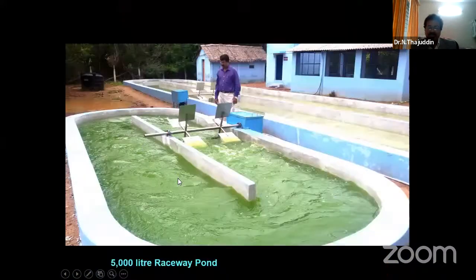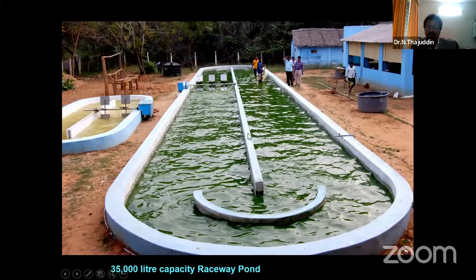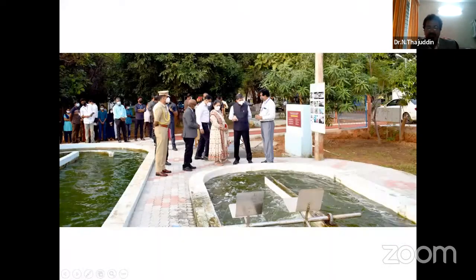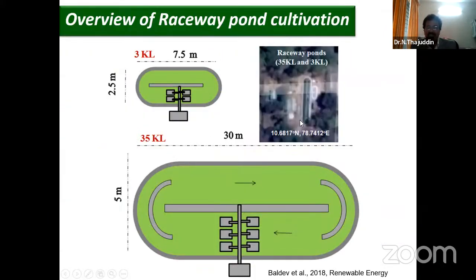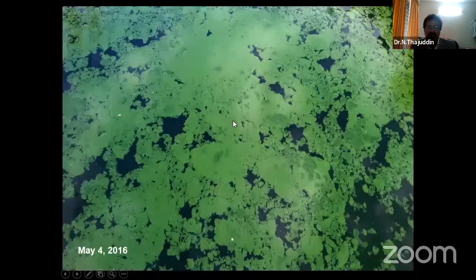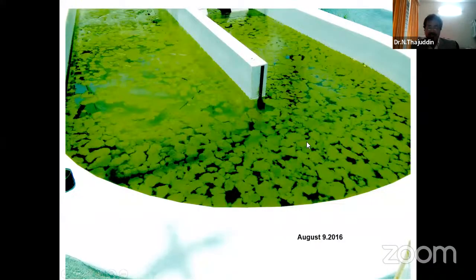Then we transfer to the 5,000 liter raceway pond we constructed. From this biomass, we transfer to a nearby 35,000 liter raceway pond. This is the 35,000 liter raceway pond. I think the video is not working here. Our Governor of Tamil Nadu also visited our raceway pond recently, and you can see the raceway pond on Google Maps also. And we developed artificial induction of algal blooms using microalgae and cyanobacteria. Particularly, this one is only Chlorella. And this is another bloom we developed.